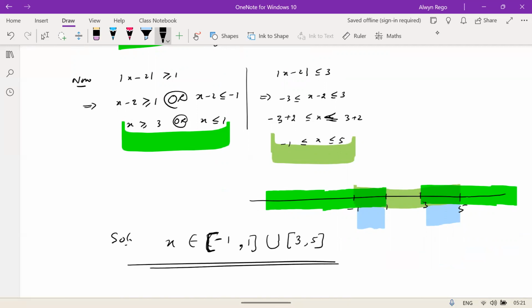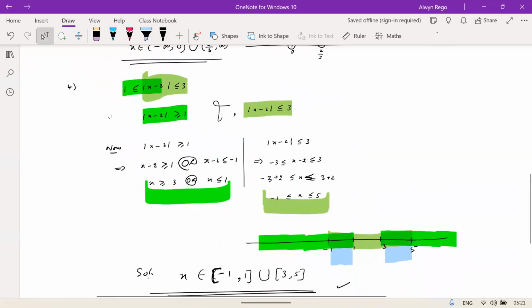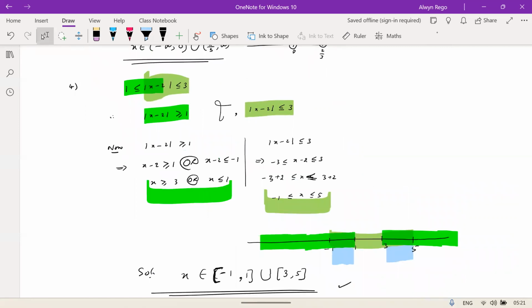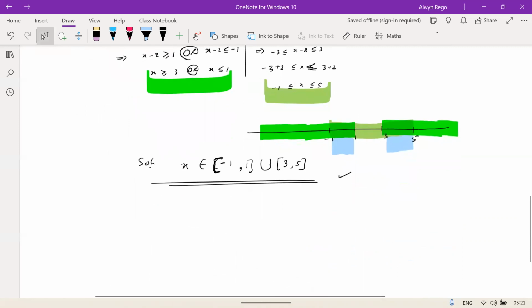So this is the place where you'll find your solutions. This is where the solutions exist. If you're looking to satisfy this inequality, you can plug in any value. You'll find that this inequality goes well with any value selected between 3 and 5 and between negative 1 and 1 here. That's how we solve that inequality.